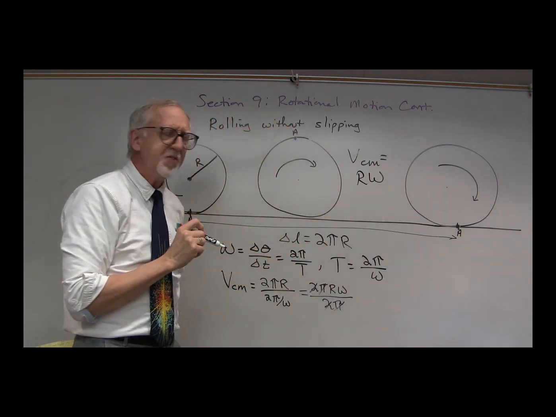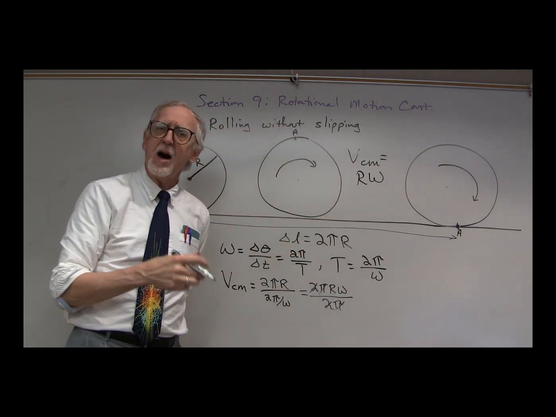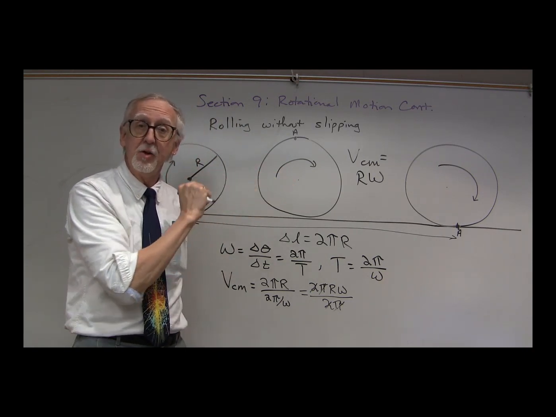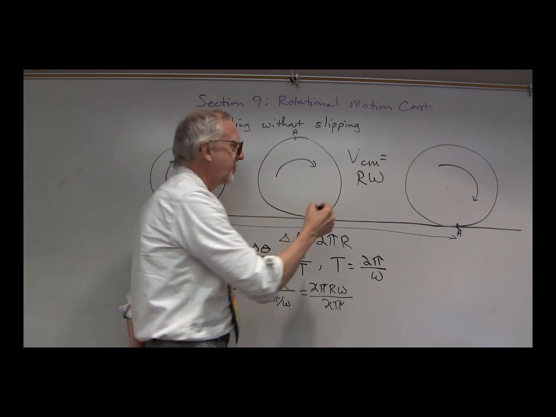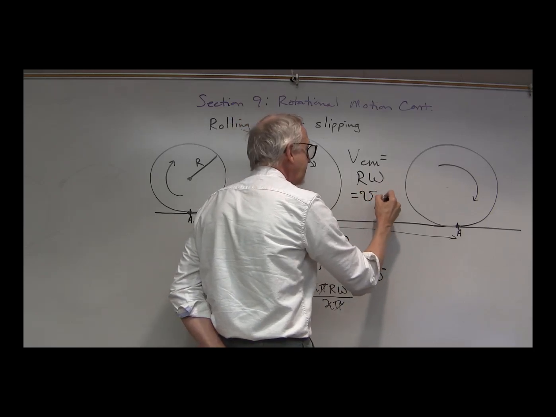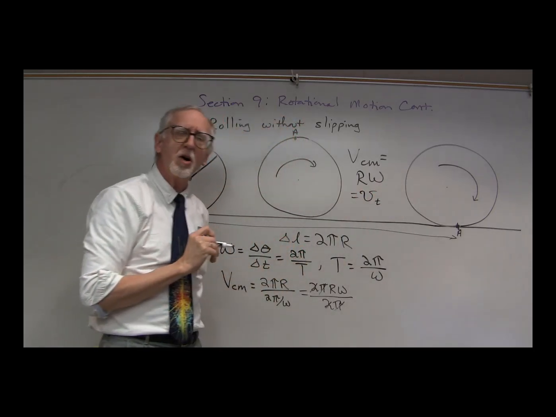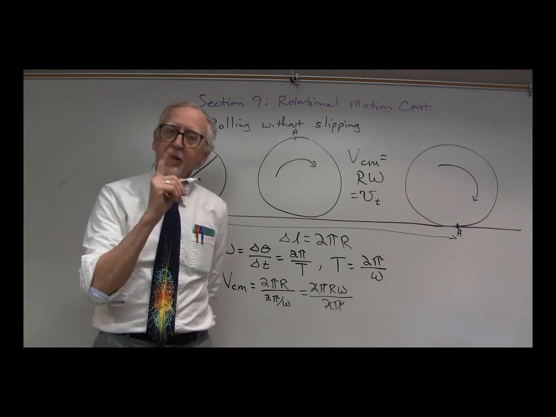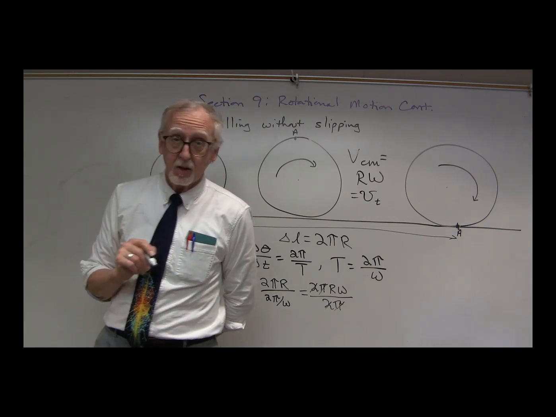But you'll notice that was exactly the result that we got for the tangential velocity for a point on the rim going around in a circle. So that's actually the same as the tangential velocity we were talking about before. Well, what's going on? How did that happen?